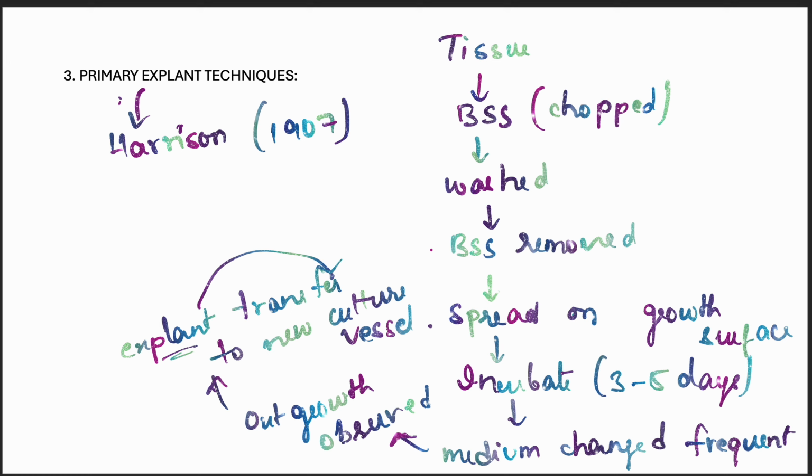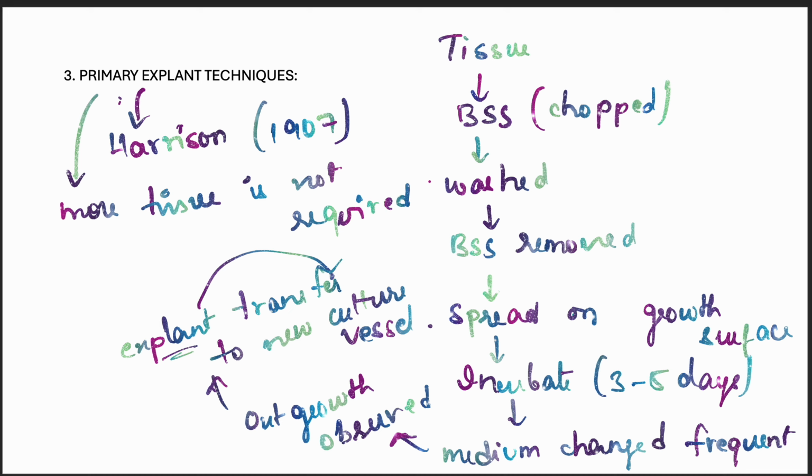The main advantage of this primary explant technique is that a large amount of tissue is not required. A small tissue is enough for the primary culture because there is no risk of cell damage here. Cell damage is very much less when compared to the first two methods.